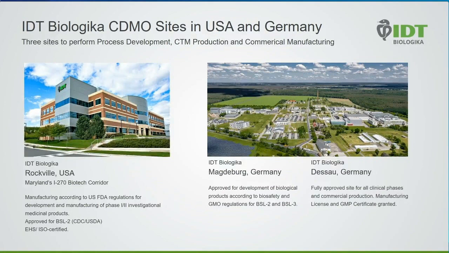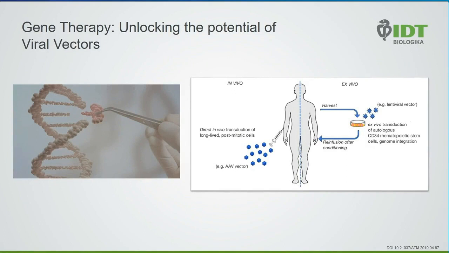And in Germany, Magdeburg is involved with process development, while Dessau is a fully approved site for all clinical phases and commercial production. All right, so how does gene therapy unlock the potential of viral vectors? First of all, what is gene therapy? Gene therapy is essentially the replacement of a defective or non-functional gene with that of a corrective or functional gene.